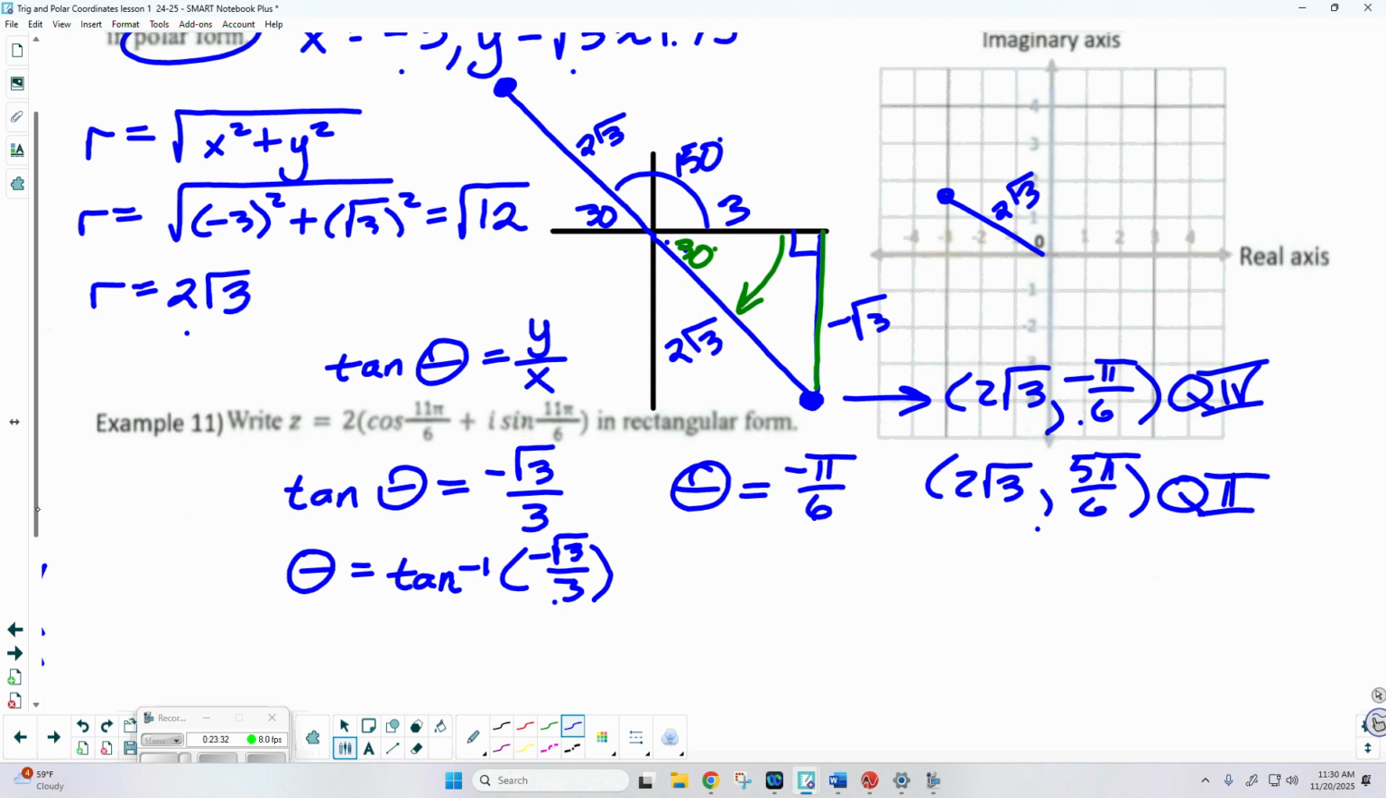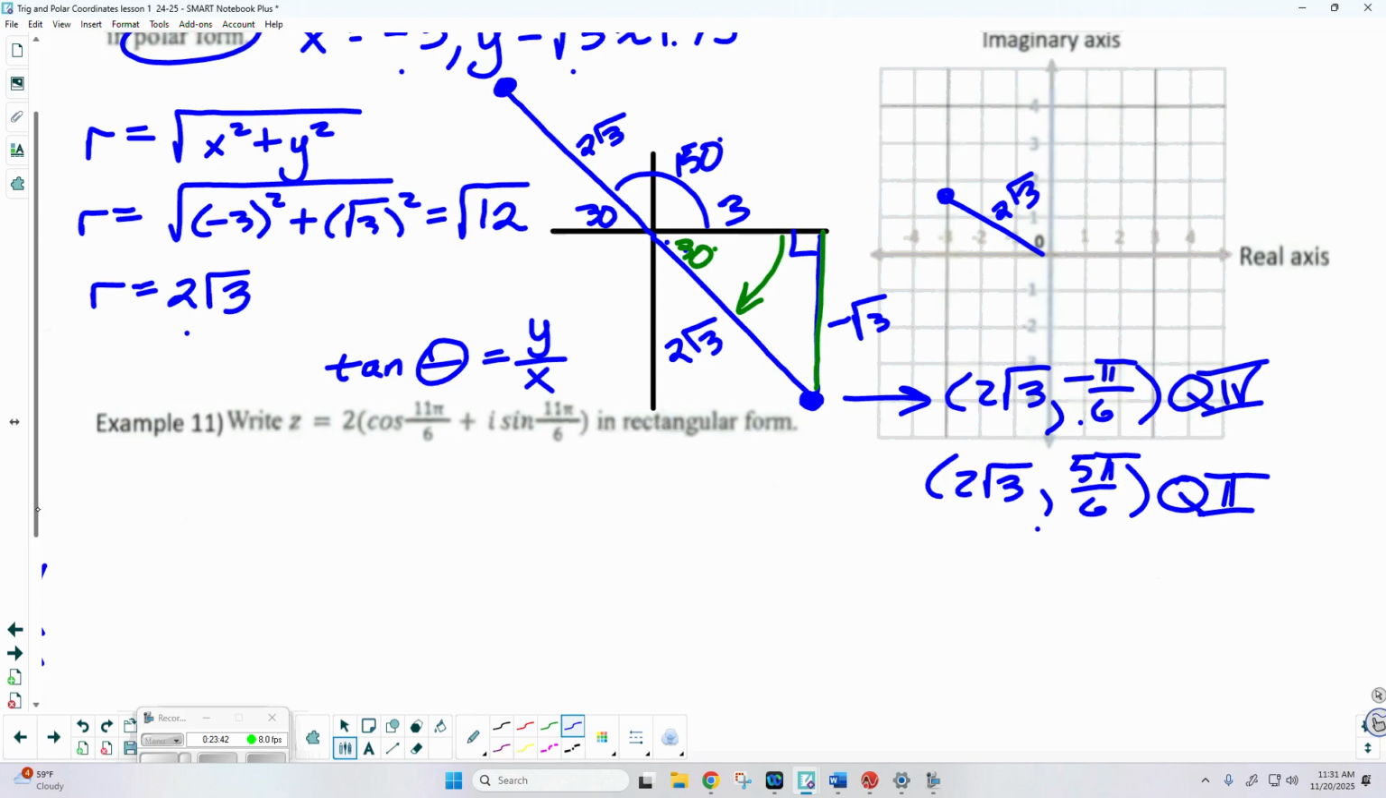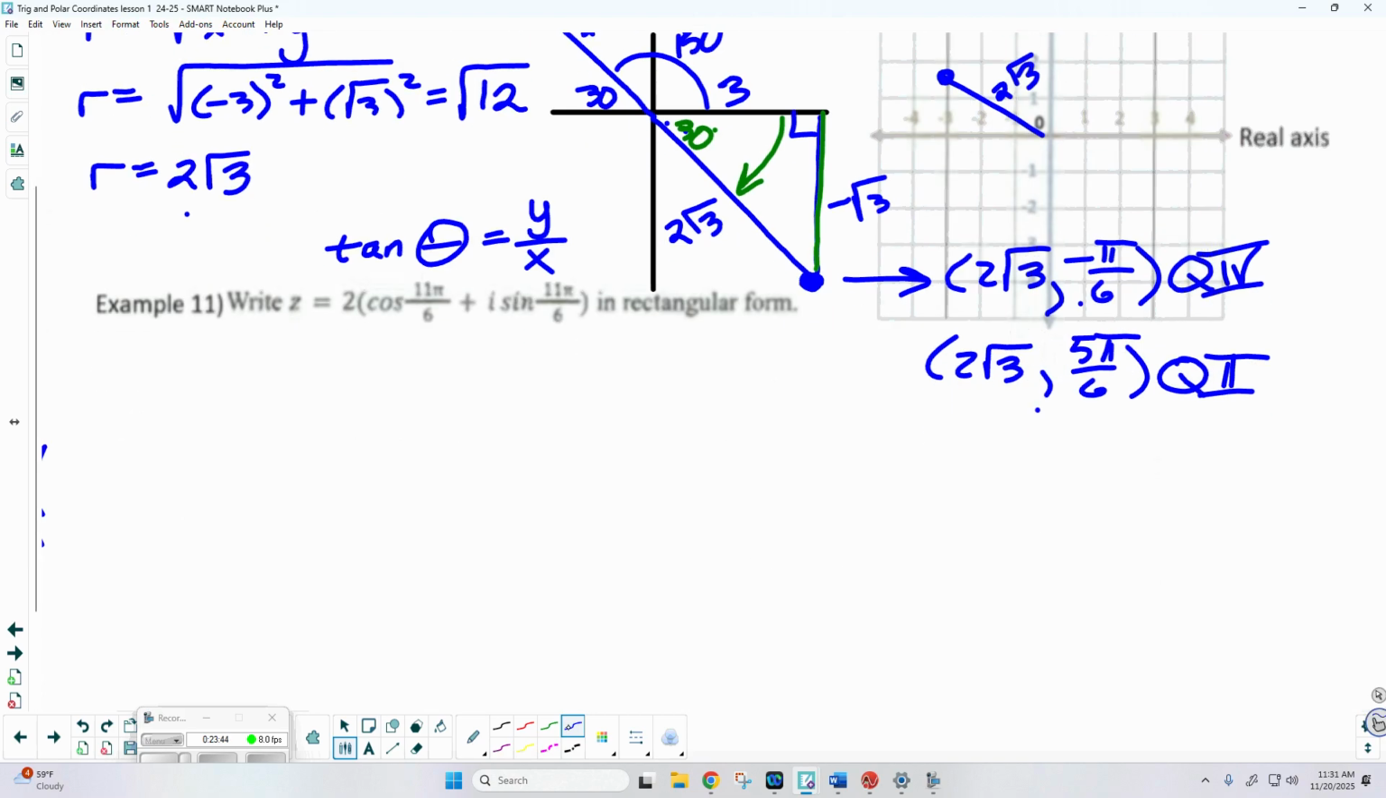Is everybody okay with that? Okay. All right. Now, a little higher up on your page, remember, you've got the form for the complex number of a polar coordinate. Remember, that was r cosine of theta plus r sine of theta times i.